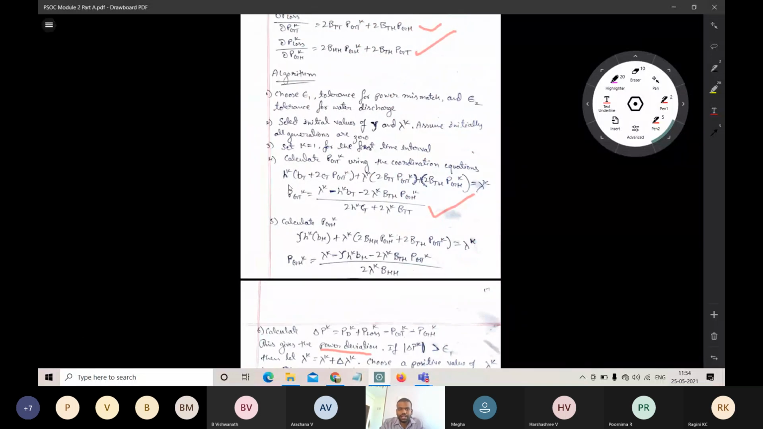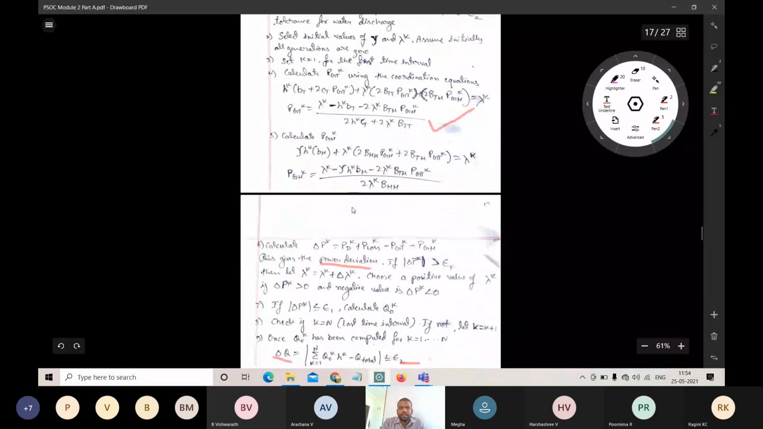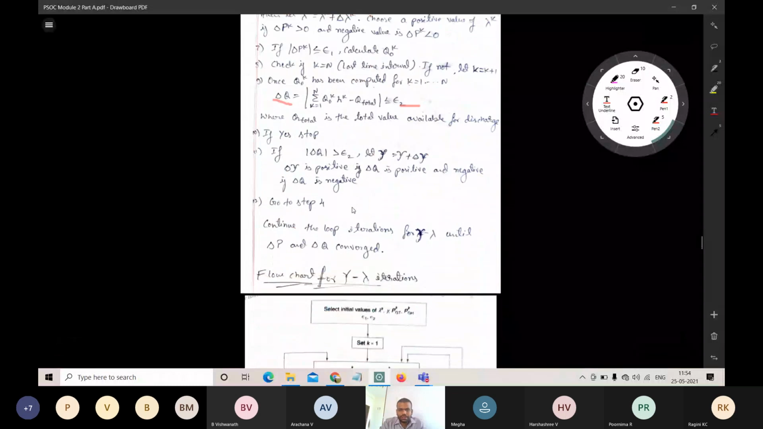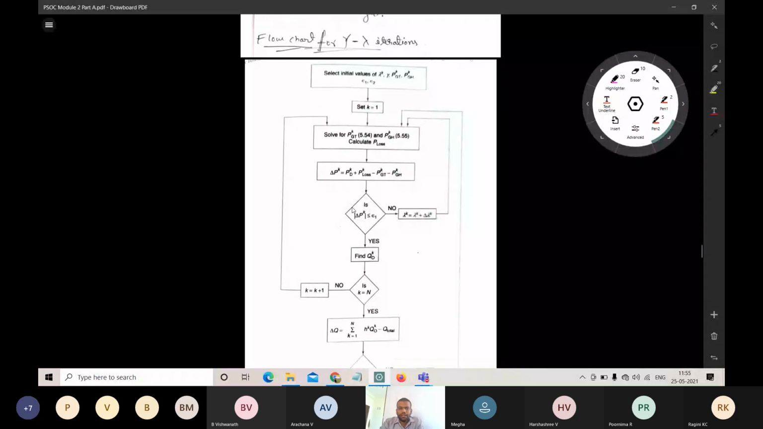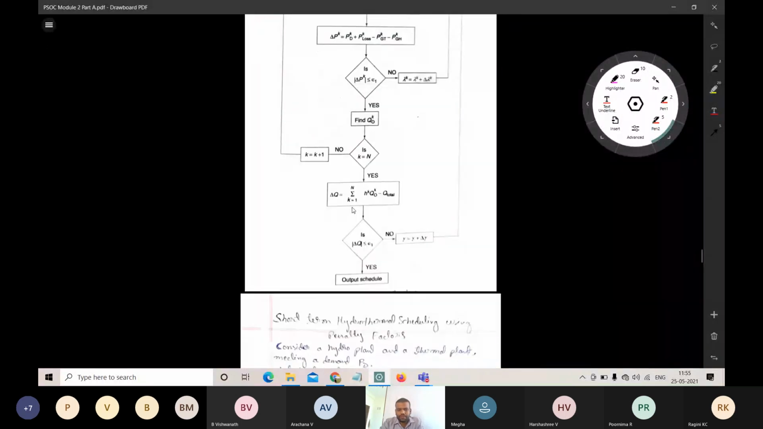We have derived the equations for the Lagrange. Just by differentiating the Lagrange, we got the output equations. So I am just substituting those output equations here. So this is about the gamma lambda iteration method. Here we have the flow chart. Similarly to how the algorithm flows, the flow chart flows in the same way.